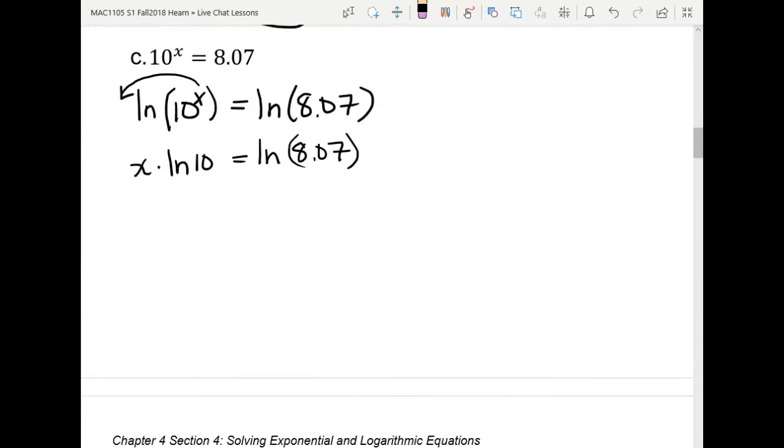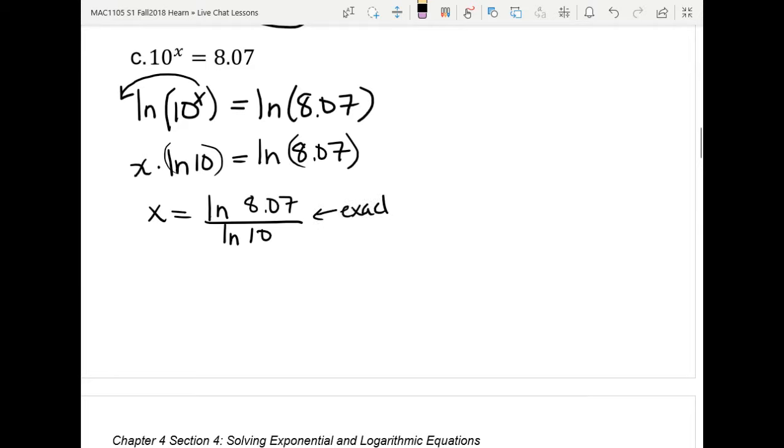Okay, so what I'm going to do next is get x by itself by dividing both sides by this natural log of 10. But when I do that, the exact solution written in terms of natural logs is just what we see here. The natural log of 8.07 divided by the natural log of 10. We really don't need the parentheses there. You can write them, but it's not necessary. Okay, so this is your exact solution.